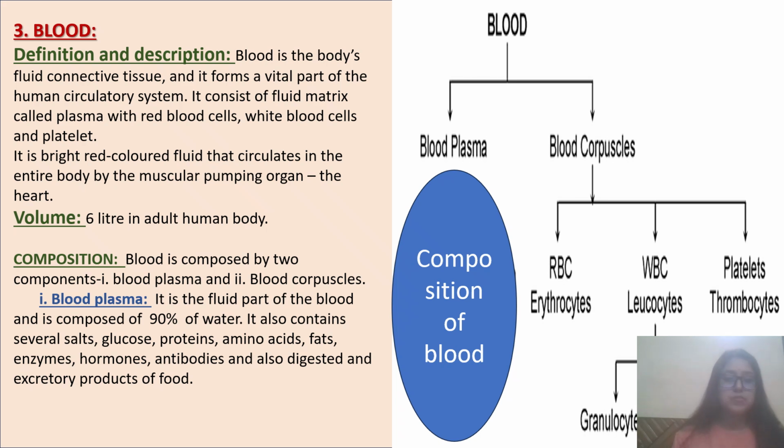Composition. Blood is composed of two components, blood plasma and blood corpuscles. Blood corpuscles are divided into three types: RBC or erythrocytes, WBC or leukocytes, and platelets or thrombocytes. WBCs are divided into two types, granulocytes and agranulocytes. Next, blood plasma. It is the fluid part of the blood and is composed of 90% water. It also contains several salts, glucose, proteins, amino acids, fats, enzymes, hormones, antibodies, and also digested and excretory products of the food.